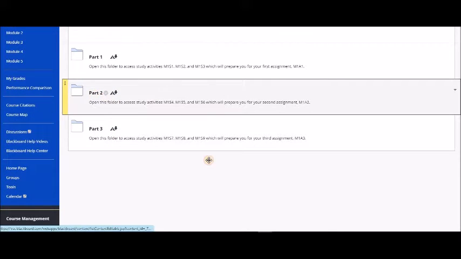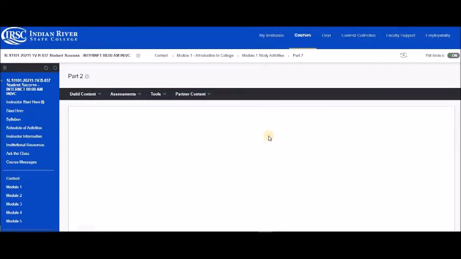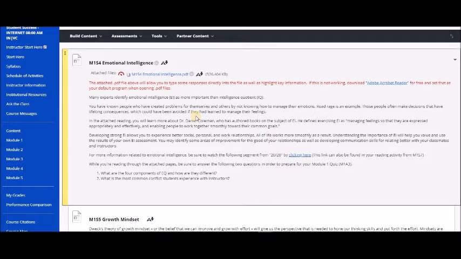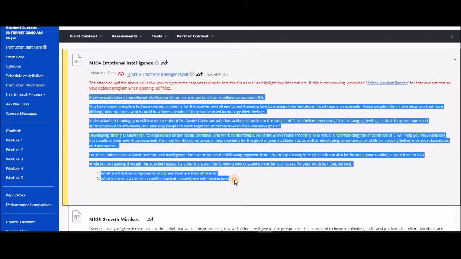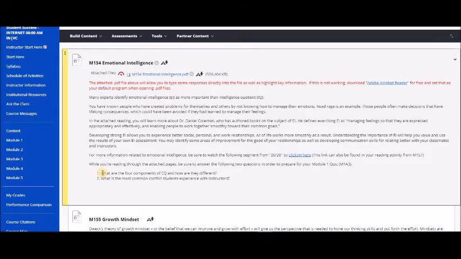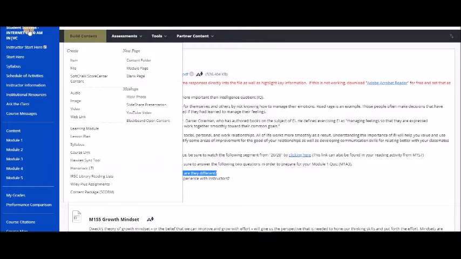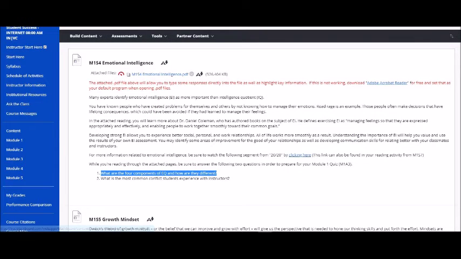By clicking Part 2, it'll take you to the page in which you have your 3 study assignments. The first one is a PDF on emotional intelligence. I very much encourage you to read through this, including 2 focus questions. What are the 4 components of emotional intelligence, or what we call EQ, which is very similar to IQ in terms of what we're trying to explain. We call it EQ sometimes, but it just means emotional intelligence. And what's the most common conflict students experience with instructors? Some things to think about throughout, not just reading this assignment, but the whole thing.